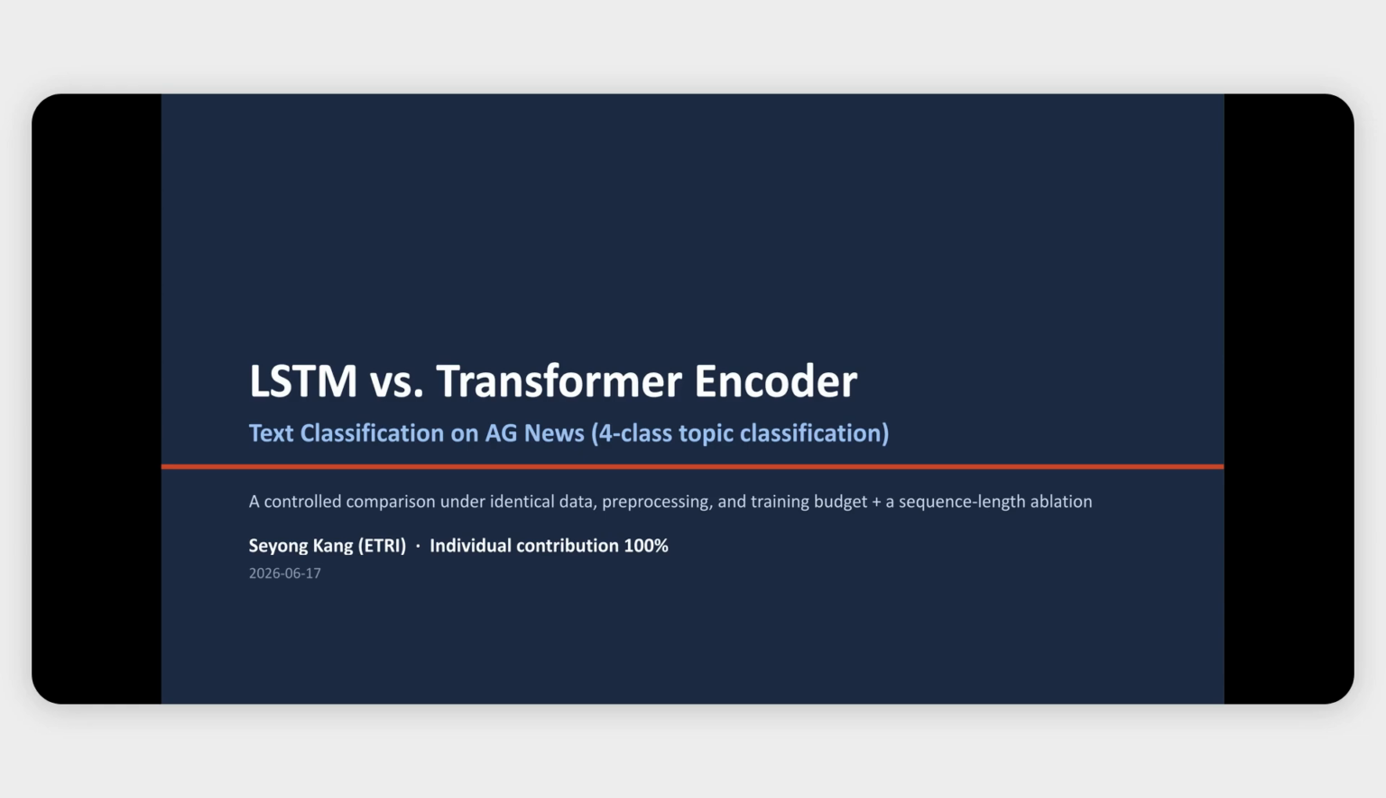For this assignment, the task was to compare the LSTM and the transformer encoder on AG News classification. The two models and the dataset are given. My job was to design a fair comparison, run it across input ranks, and analyze the result.